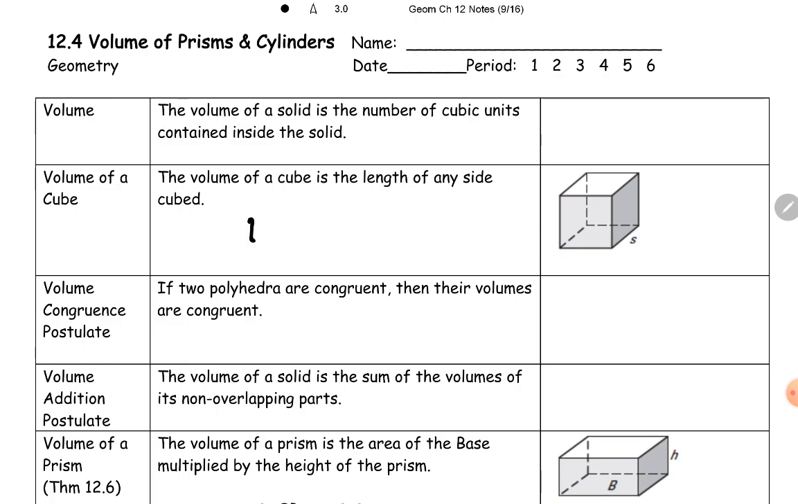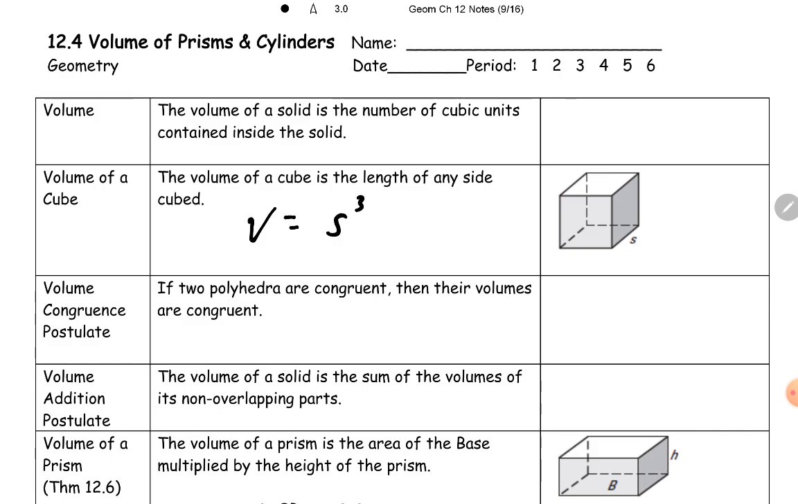The volume of any cube is equal to any of its sides, or its side length to the third power. So its side length cubed. If two polyhedra are congruent, then their volumes are congruent.